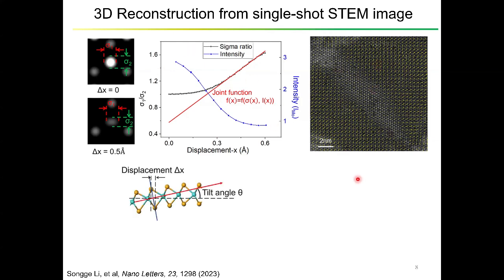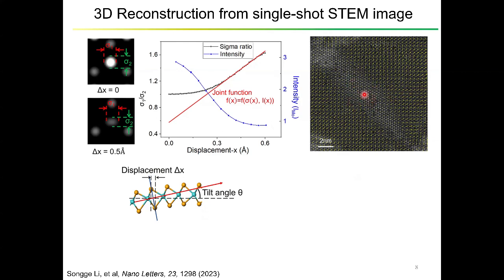And then if we transform this displacement to the tilting angle, then probably we can reconstruct the three-dimensional morphology of a 2D layer in just one single image.